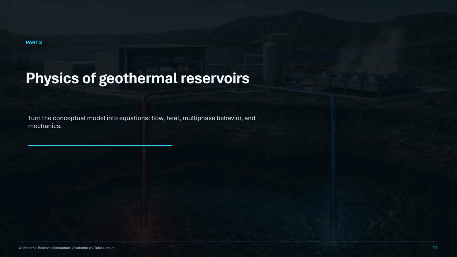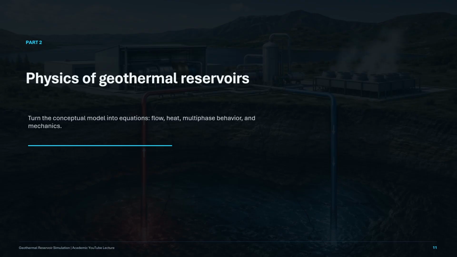Now we move to part 2, the physics of geothermal reservoirs. The conceptual model tells us what the system looks like. The physics tells us how the system evolves. In geothermal reservoirs, we need at least 3 major pieces: mass conservation, fluid flow, and energy conservation. In many cases, we also need phase behavior, geomechanics, and geochemistry.